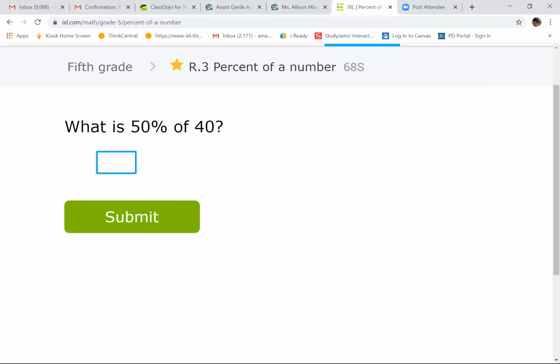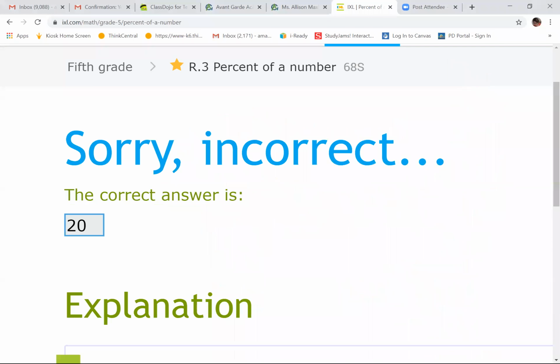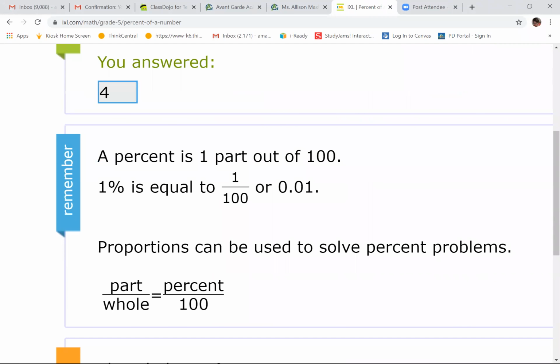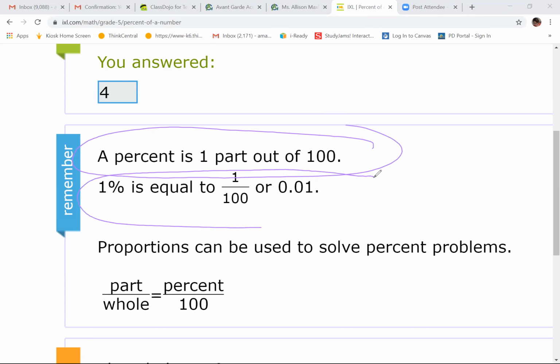So I'm going to put a wrong answer here, because what I love is that they explain to me. Look at that. 1% is 1 part out of 100. 1% is equal to 1 out of 100, or 1/100th. Proportions can be used to solve percent problems. So look, we've got the part and the whole. Percent, 100%.